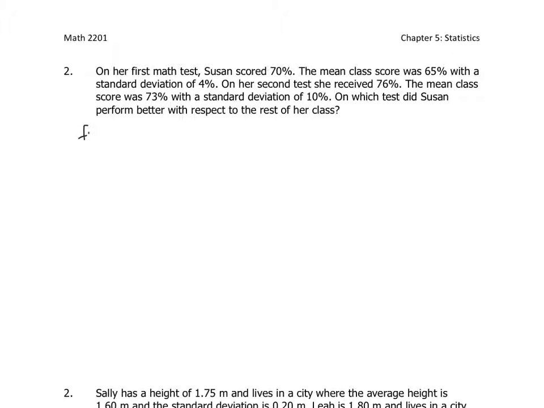So we look at the first test. The z-score for that first test would be, again, our formula, I'll just write it out again to remind you what it is. It's the data value minus the mean over the standard deviation. So in this case, the data value for the first test is 70, minus the mean, which was 65, over the standard deviation, which was 4. So that works out to be 5 over 4, or 1.25.